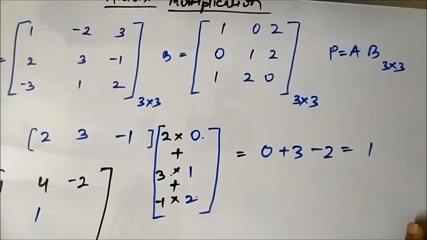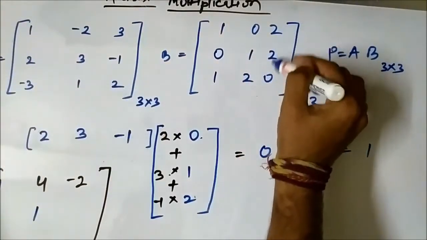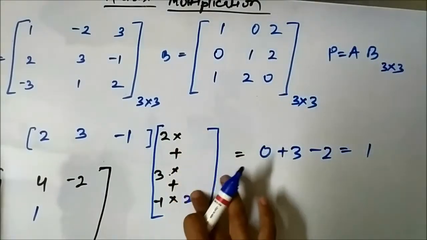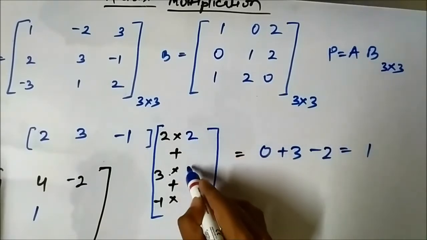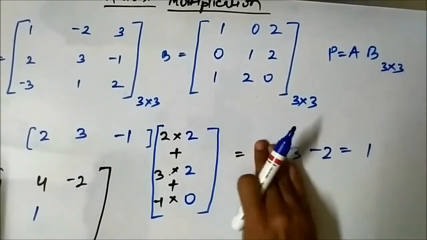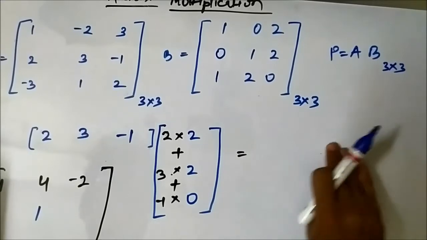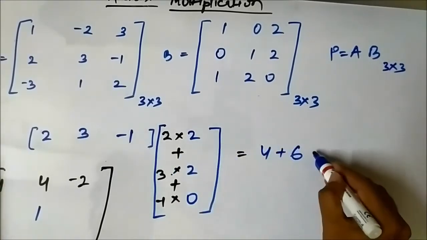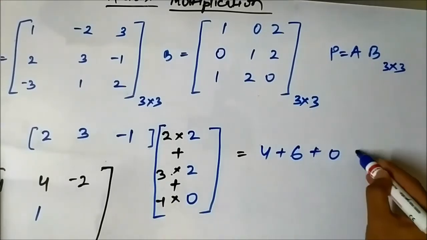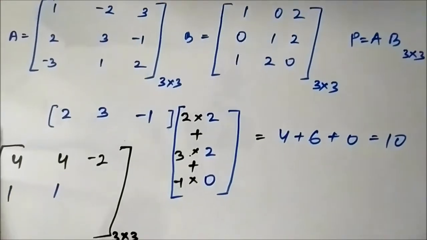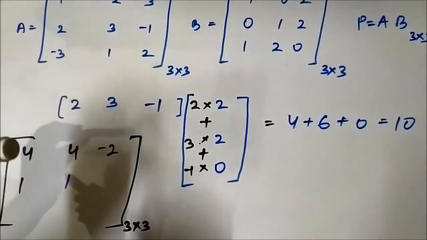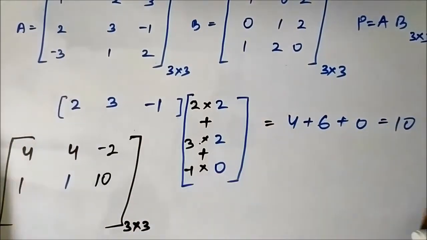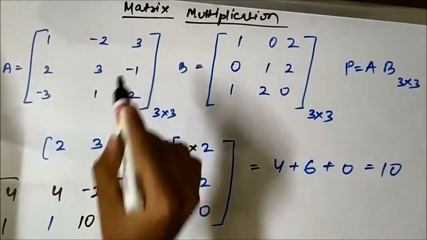Next, this second row will be multiplied with the third column, which is 2, 2, 0. This gives us 2 into 2, 4, plus 6 plus 0, which is equal to 10. This gives us the third element of the second row, which is equal to 10. Now the turn of the second row is over.